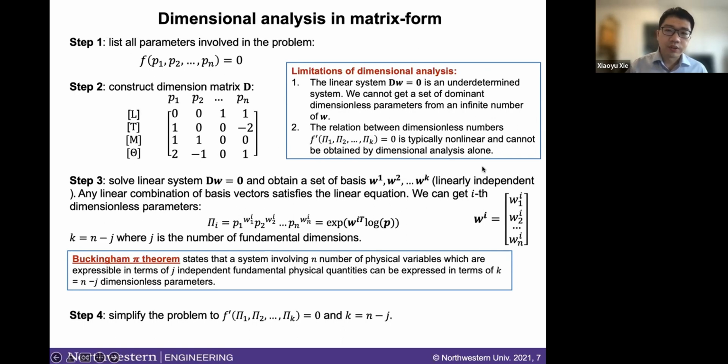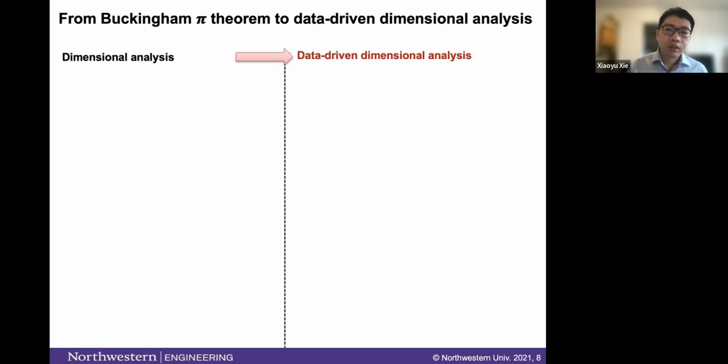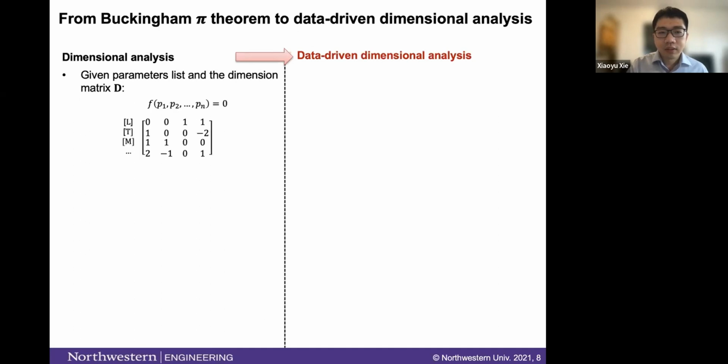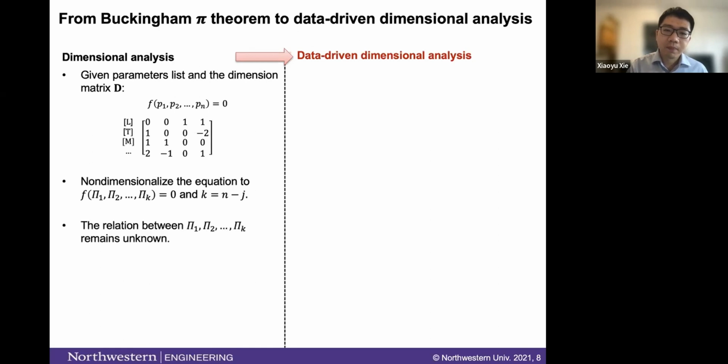So we try to solve these two limitations using data-driven dimensional analysis. Here I compare these two approaches together. For classical dimensional analysis, the first thing is we need to find a parameter list and construct a dimension matrix. Then we non-dimensionalize the equation so that we can reformulate the problem into K dimensionless numbers. And the relationship between these K dimensionless numbers is unknown.